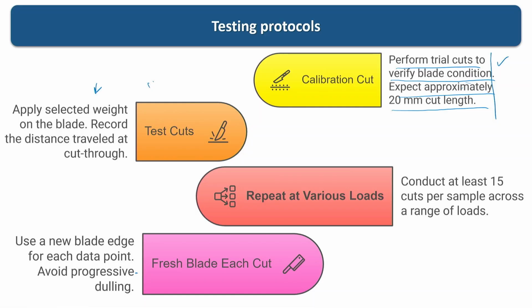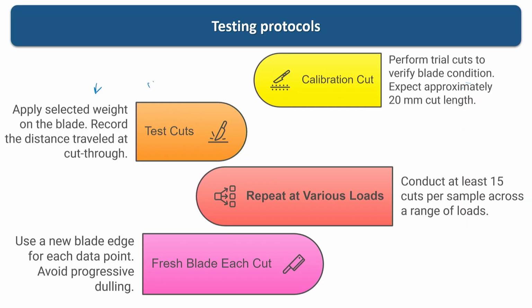So, we have to use a new blade for each data point. Fresh blade for each data point, to avoid progressive dulling. If we use the blade repeatedly, the problem is that it will give the wrong result, because the cut through distance will be longer for the same load. The sharpness will be lost; it will be blunted. So, to get a reliable result, we have to use a fresh blade each time.